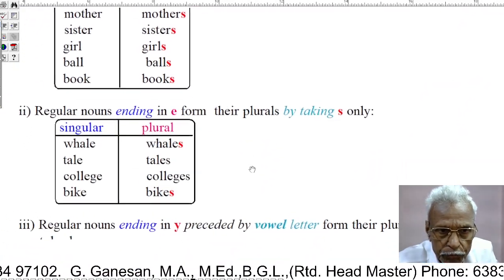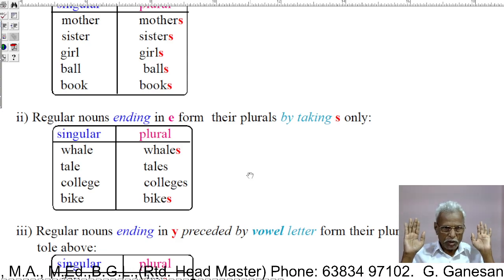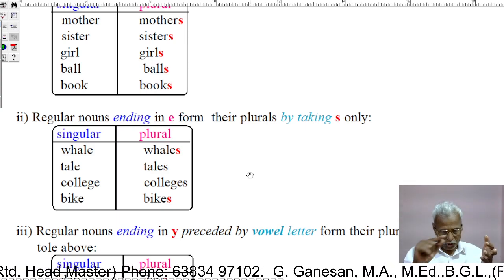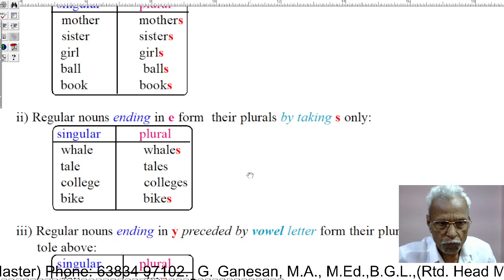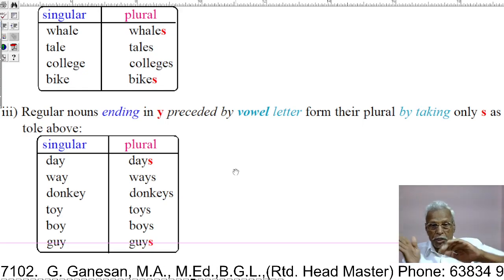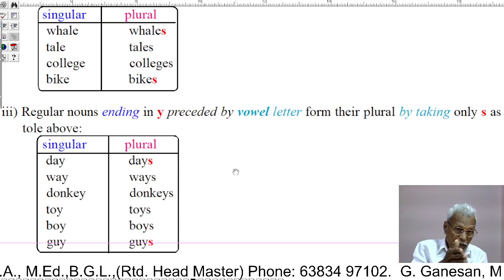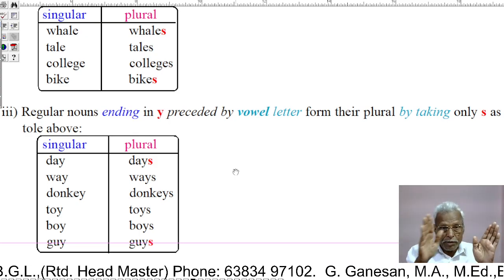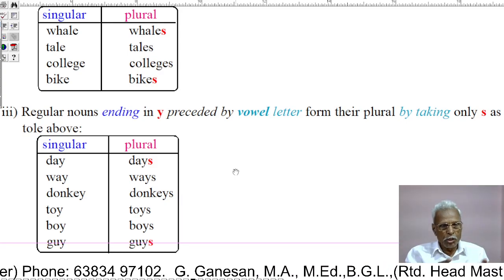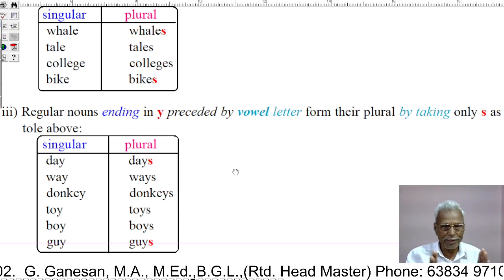Rule 2. Regular nouns ending in e form their plurals by taking s also. Let's see. Whale ends in e. Whale, whales; tail, tails; college, colleges; bike, bikes. Third rule. Regular nouns ending in Y preceded by a vowel letter form their plural by taking only S. Day ends in Y preceded by vowel A. So add S. Day, days; donkey, donkeys; toy, toys; boy, boys; guy, guys.